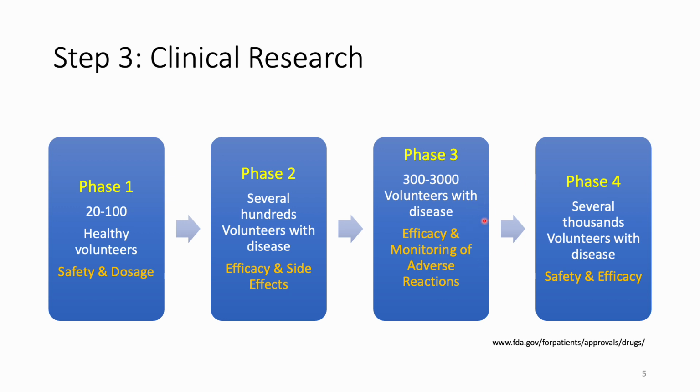After phase 3, the drug can be released to the market and it still needs to be tested on a larger patient population. This time we call it phase 4, or post-marketing. In this phase, several thousand volunteers with different diseases are involved. They can find side effects or rare side effects that happen to certain subjects. And in the 4 phases of clinical research, pharmacokinetics is required for every step.